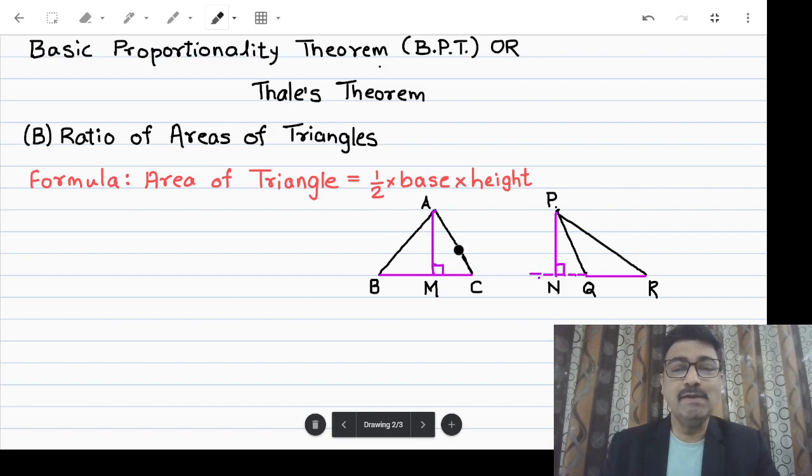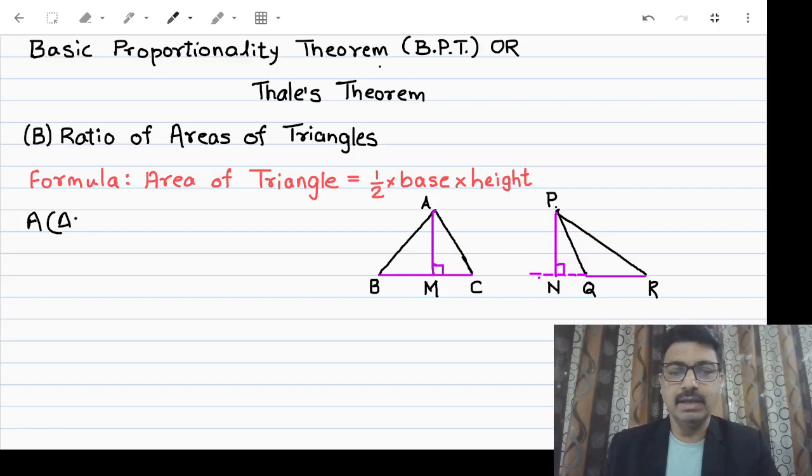In triangle ABC, if I consider the base BC, what will be its corresponding height? The height will be the perpendicular drawn from the third vertex A on the side or base BC. So AM will be the perpendicular, that is the height, and BC will be the base. Therefore, I can say area of triangle ABC will be half into base into height, that is equal to half into base BC into height AM, right? So we have got area of triangle ABC.